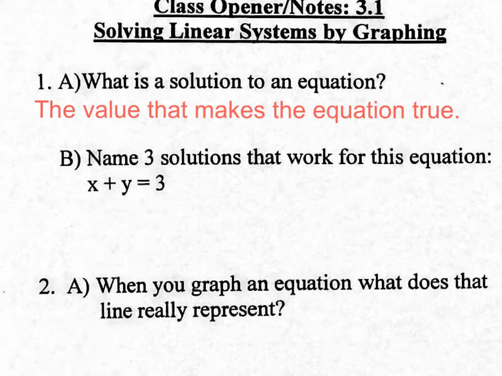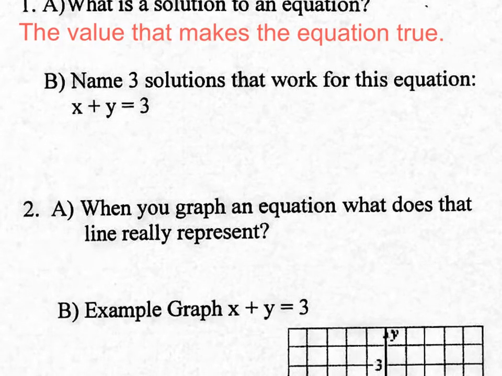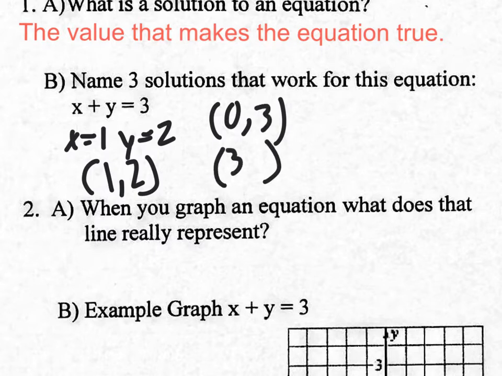So let's take a look at part B right here. It says, name 3 solutions that work for this equation, x plus y equals 3. So give me 3 answers. Or give me 1 answer. Let's start with 1. In other words, what plus what equals 3? 1 plus 2. Now, you could write it as x equals 1, y equals 2, but the easier way of writing x equals 1, y equals 2 is in a coordinate format, (1, 2), right? What else? (0, 3). What else? You could switch it, (3, 0). You could switch the (1, 2) and say (2, 1).